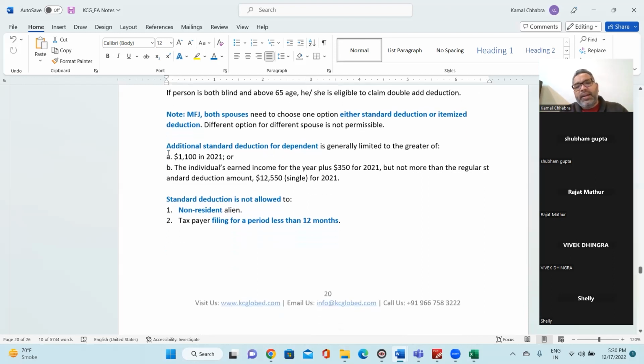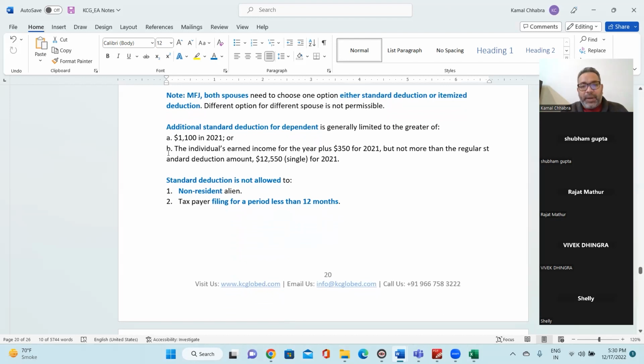Now coming to some additional deduction also available for the dependent. We'll be discussing today the definition of dependent as well. But as of now, just keep in mind, it is one person for whom you are taking care. It can be your child, your stepchild, the child of your husband or wife, or maybe a brother, sister, or parent. We'll be discussing all those things in detail, what all comes in the dependent category. As of now, just keep in mind, if you are maintaining a dependent, then you'll get an additional standard deduction for the dependent, which is $1,100 for each dependent.